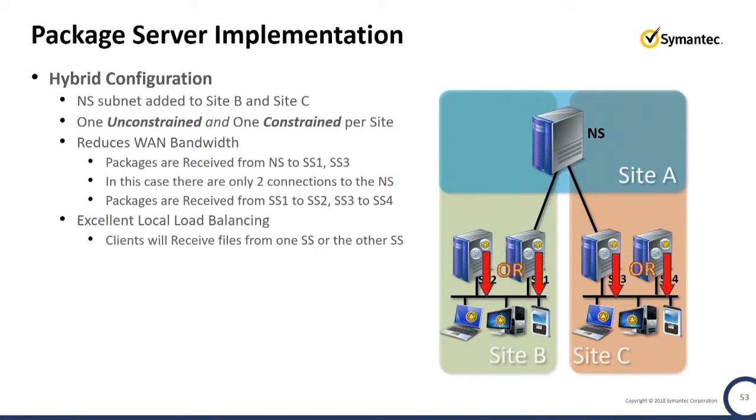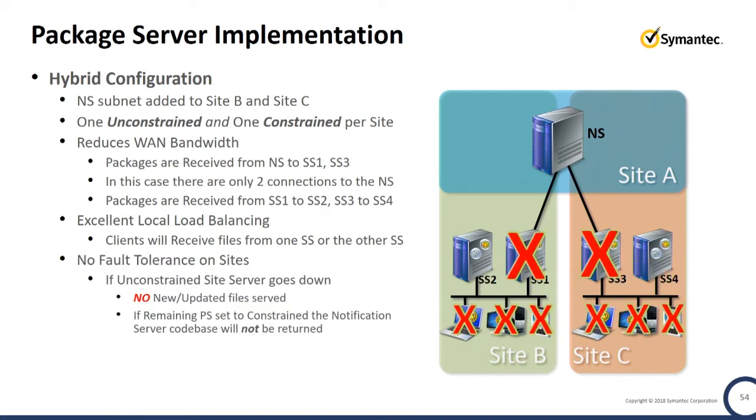Okay, and how does it work for the agents? The agents pull from either one of the site servers. Okay, so it's very similar to the constrained. All right, so here's the problem though. If any one of the unconstrained servers goes down, everything goes down, right? So you won't get any new updates, you won't get any files delivered, right? Because that's kind of the one site server that feeds the entire site, right? Okay, so that's an obvious one. The benefit was that you only had 2 connections to it, but the benefit is no good if the unconstrained goes down, your site is not getting its files.